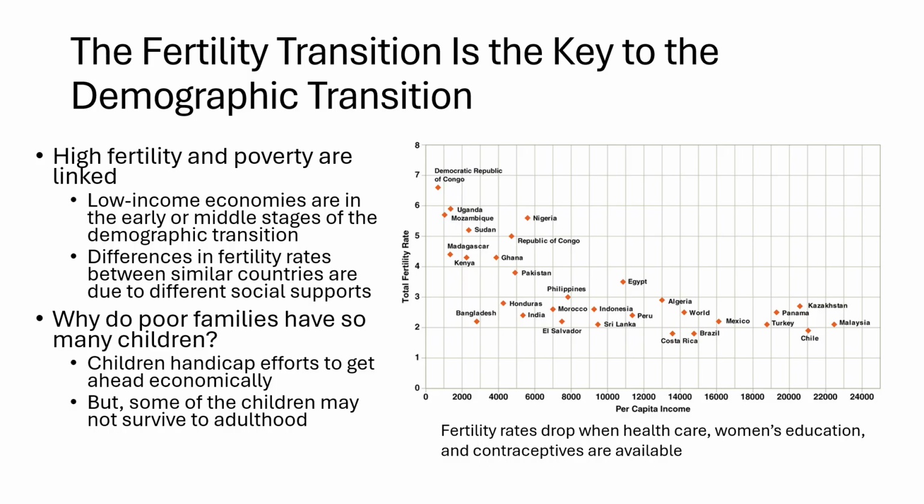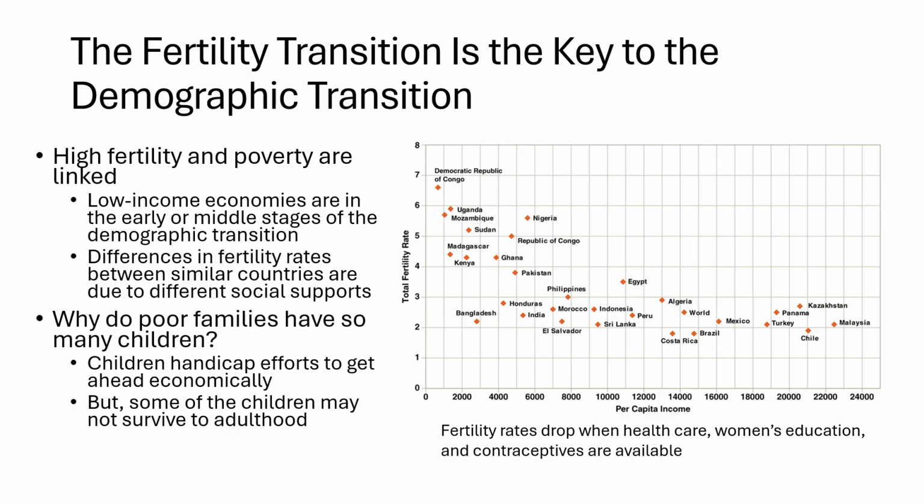We know that high fertility and poverty are linked together. In the early phases, where you have low-income economies, we also know that you have a very, very large population, a very large number of children per woman. Differences in fertility rates between similar countries are due to differences in social supports. So why do poor families continue to have children if it's so challenging? Children definitely can hamper efforts to get ahead economically for families, for women especially. It's very hard to work and have a very large number of children, especially when they are very small.